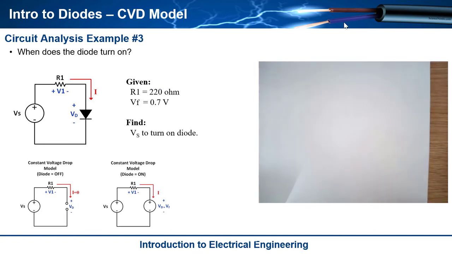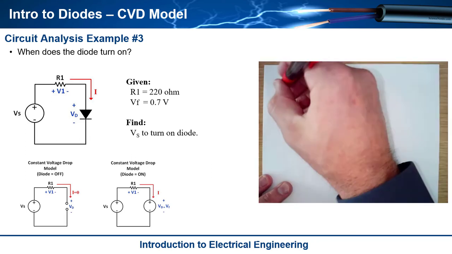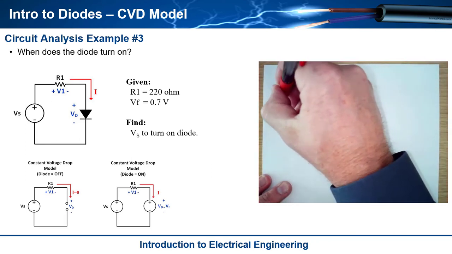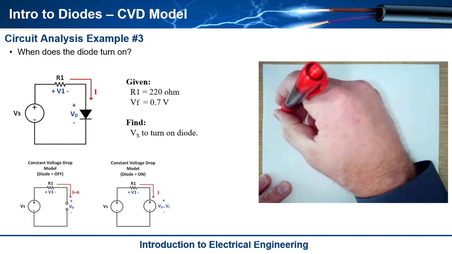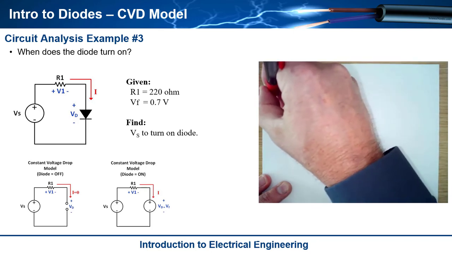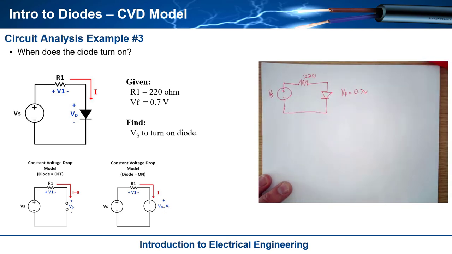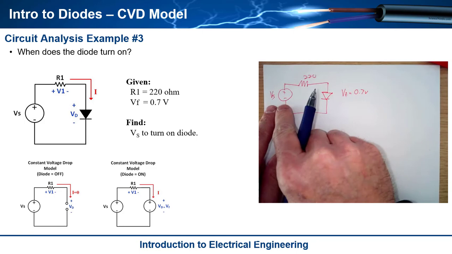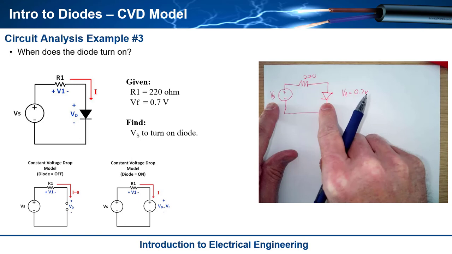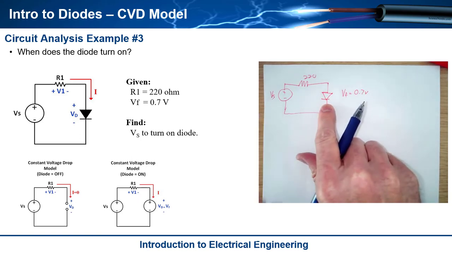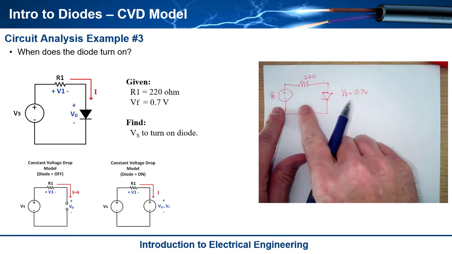Okay, let's do one last one, a very common circuit, or a common question that people ask. Let's say you have a circuit, plus or minus, and you're going to have a diode, and this is still our 220, this is VS, and my diode has a forward voltage of 0.7. And the question now is, instead of being given the voltage source, I want to know what the voltage source is the moment that this diode turns on.